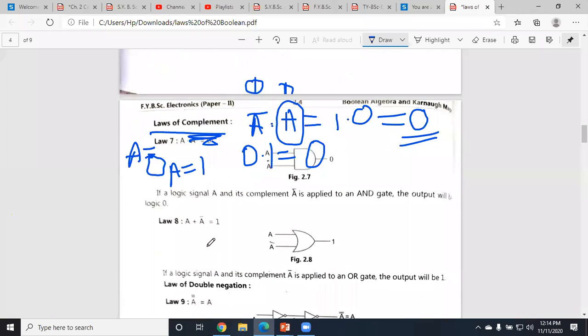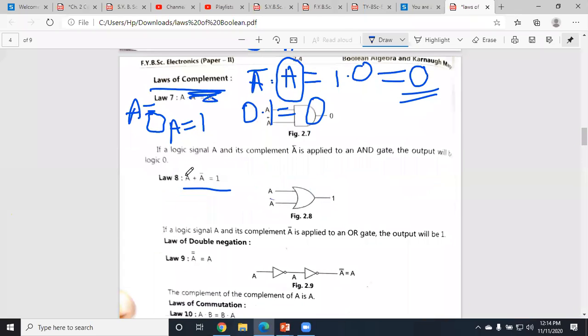Now the next law of complement is for addition: A plus A complement, or you can say A plus A bar. Again, the same strategy we are going to use. It's just that the operation is different. Here we multiplied, here we are going to add. Again, consider A is equal to 0, first case. Simplify this equation. What will be the values? If I consider A is equal to 0, plus 1, correct. 0 plus 1 is 1. The answer will be equal to 1. Now consider A is equal to 1.